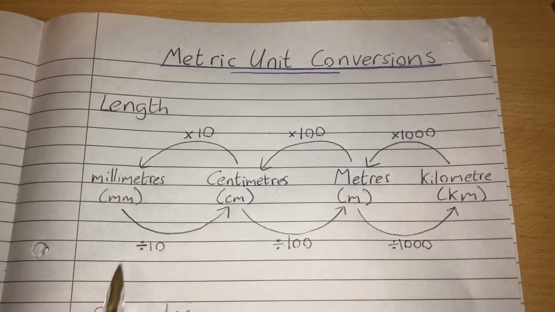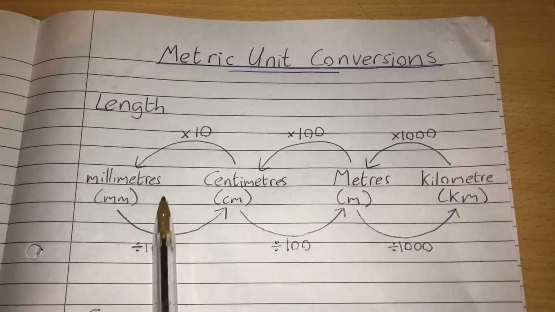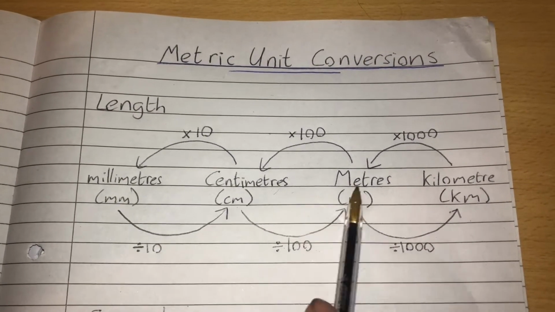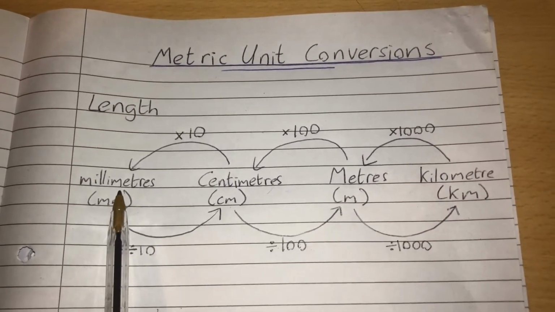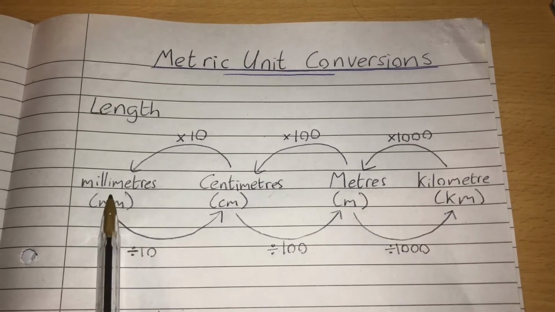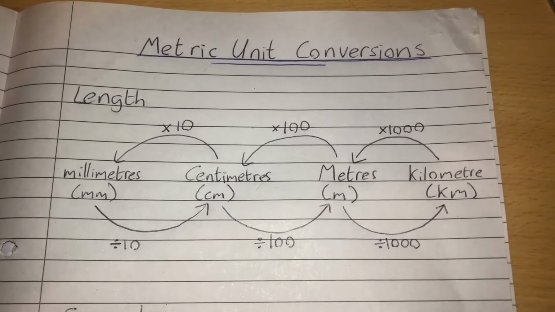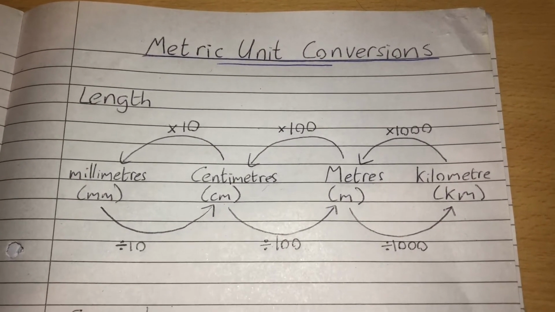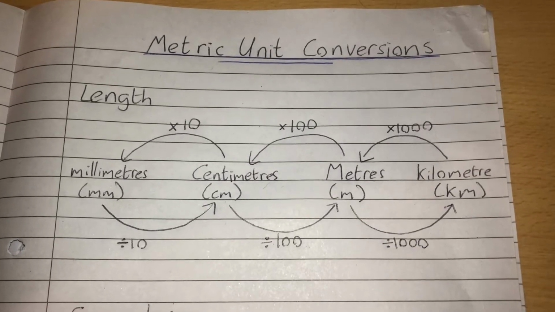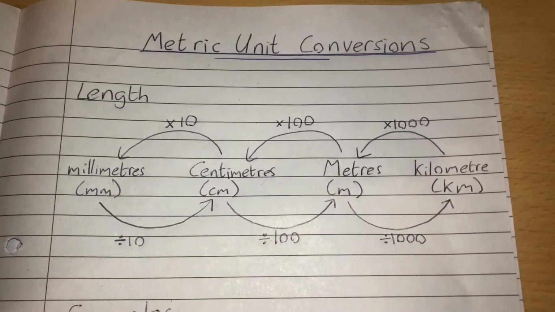Starting off with length, when we talk about length, it's the distance between 2 points, and we have these different metric units. The key to spotting if it's a metric unit is that it will always have the word meter within it, so millimeters, centimeters, meters and kilometers. Some of your imperial units would consist of inches, feet and things like yards and miles, but anything with the word meter in it is a metric unit.